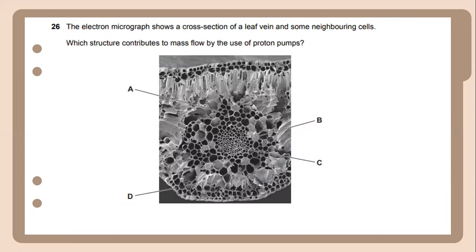26. The electron micrograph shows a cross-section of a leaf vein and some membrane cells. Which structure contributes to mass flow by the use of a proton pump? The answer will be C.